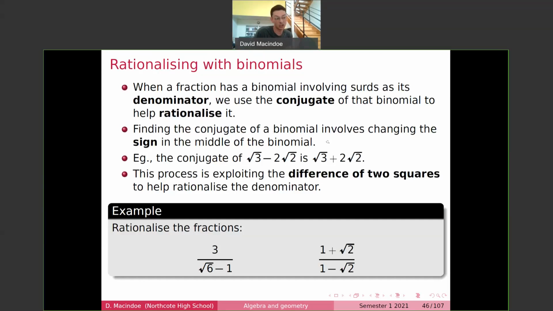So finding the conjugate is actually quite easy. All you've got to do is change that middle sign. So for this one, the conjugate of root 6 take 1 is root 6 plus 1. This one, the conjugate of 1 take root 2 is 1 plus root 2. If this was the other way around, if the numerator were the denominator, because that's a plus, we just put a minus in the middle. So let's have a look at how this works.